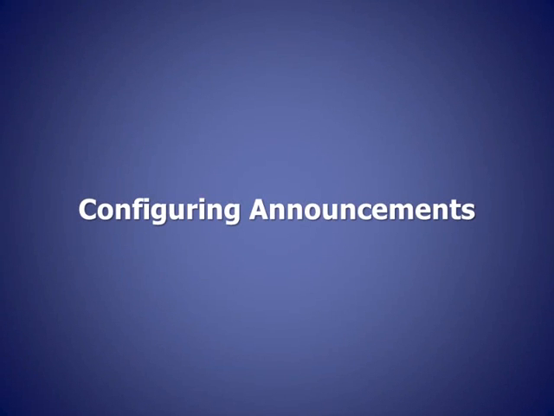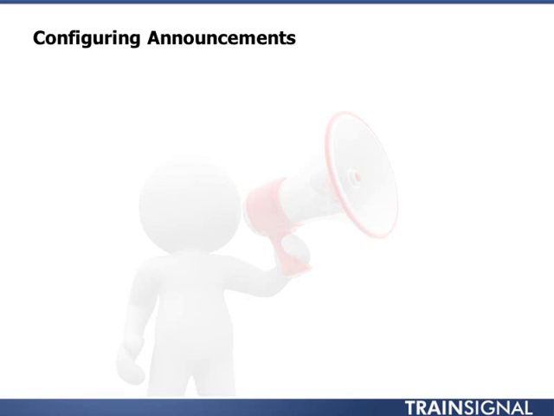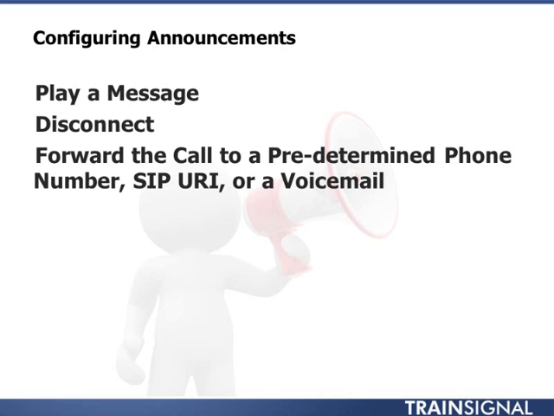Now that you've seen how to configure CallPark, let's take a look at configuring announcements. Microsoft Lync Server also allows us to configure announcements for phone calls that come into the organization for valid extensions that aren't assigned to users. So instead of a call just getting disconnected or the user dialing up and hearing a busy tone, we can play a message for them, and we can also determine what is going to happen with that call, whether it gets disconnected, or we can forward the call to a predetermined phone number, SIP URI, or a voicemail.